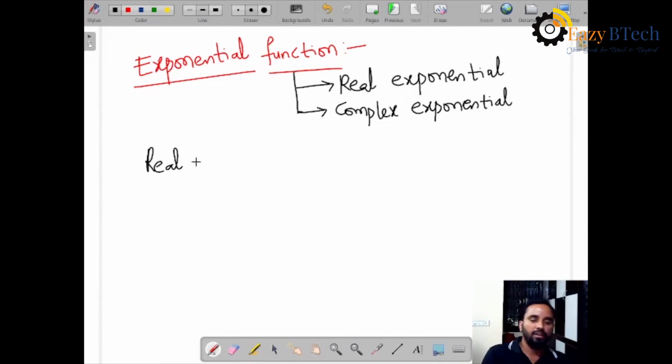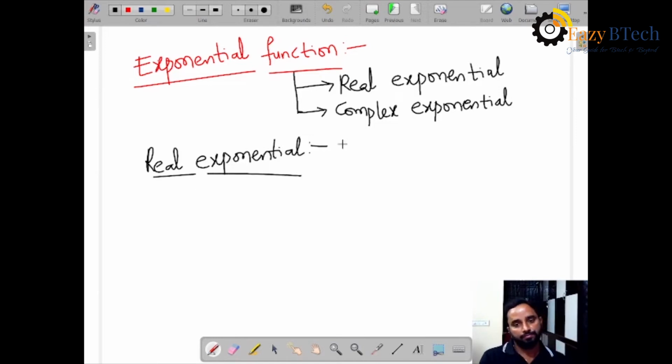The first one, real exponential. We write the definition first. It is defined as x of t is equal to A into e power sigma t. This is the real exponential definition or mathematical model.